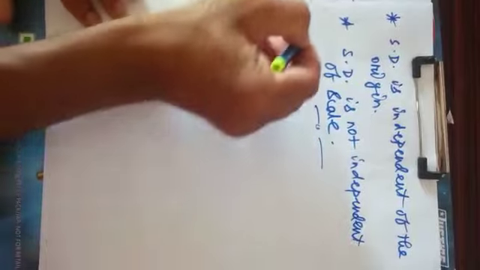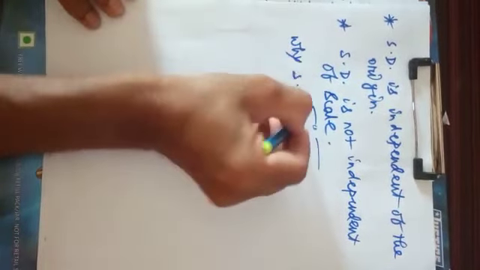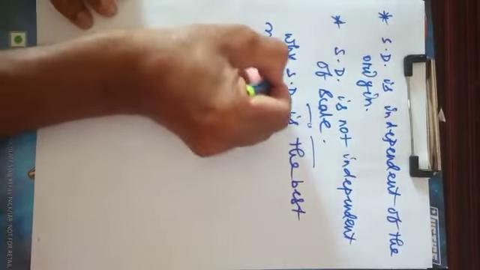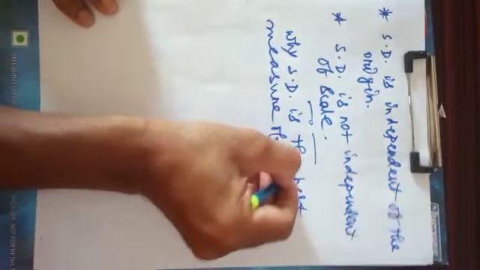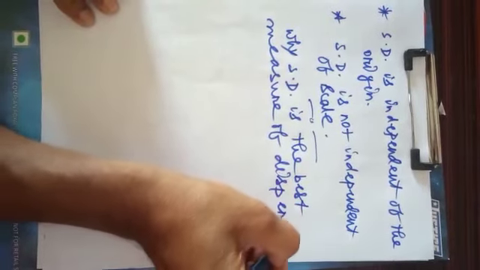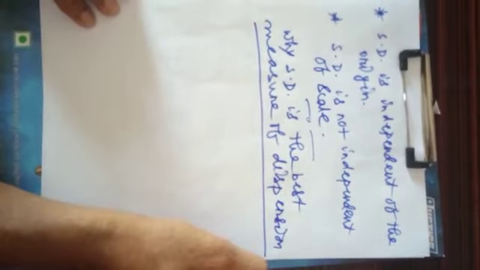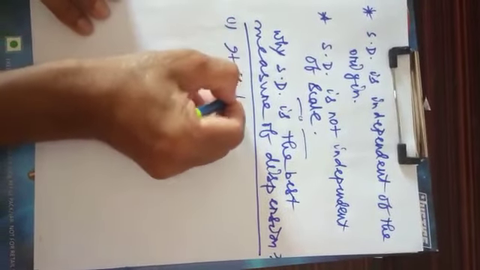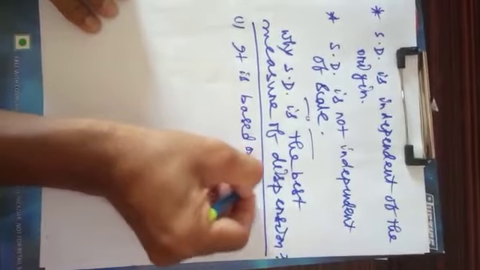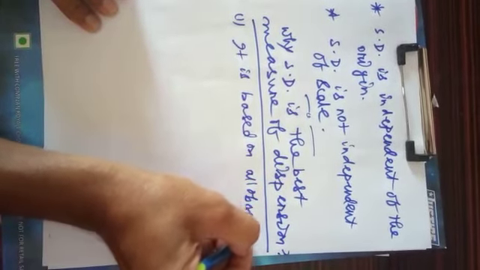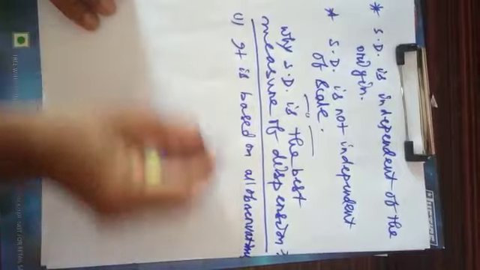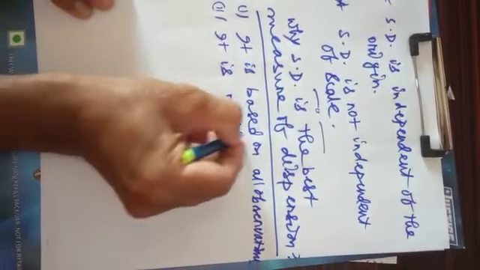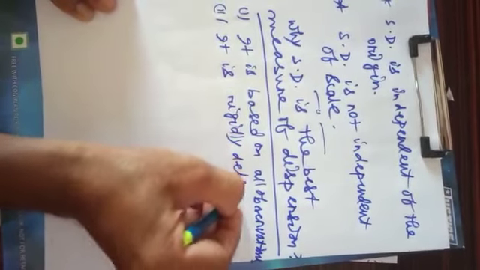So now we are coming to why standard deviation is the best measure of dispersion. Why is standard deviation the best measure of dispersion? The first one is, it is based on all observations. Second, it is rigidly defined.